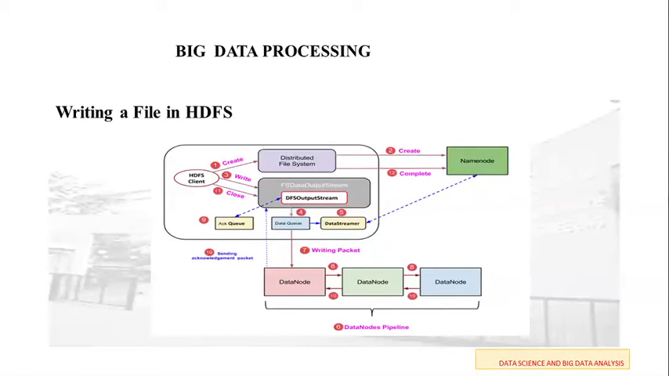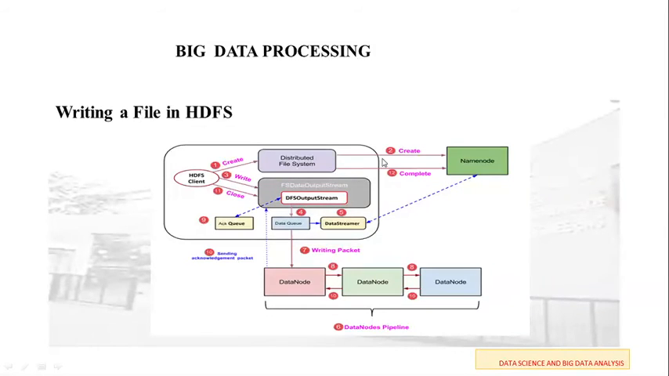So one by one we will go. While writing operations, first a client initiates the write operation by calling the create method of the distributed file system object, which creates a new file. This is through step number 1 that is showing in the figure.